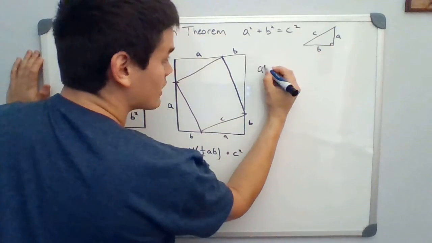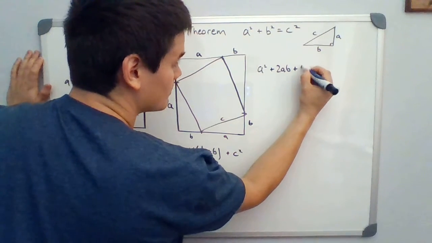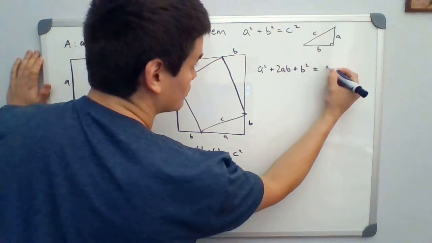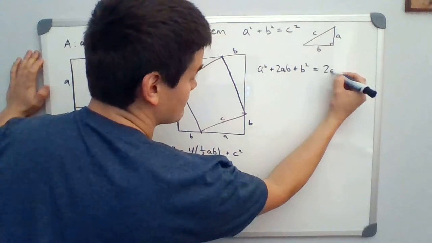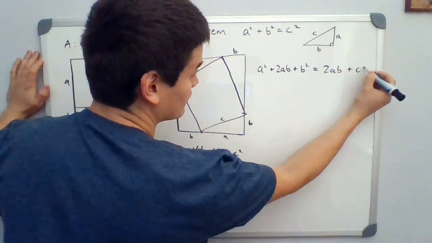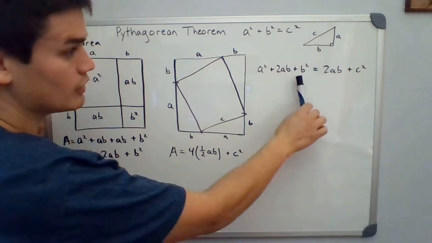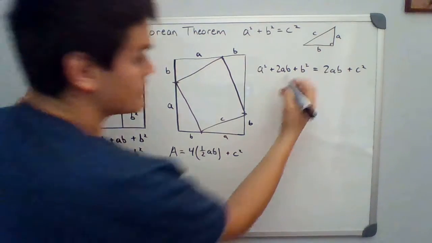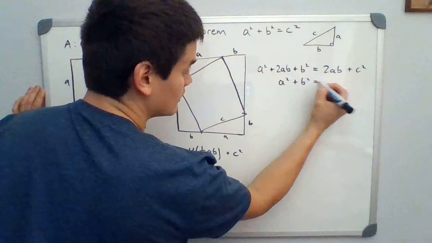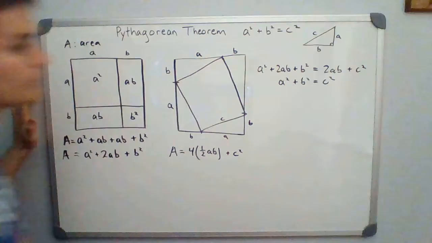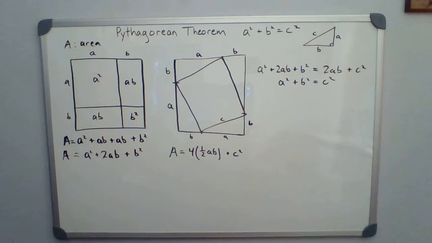So a squared plus 2ab plus b squared is equal to 4 times 1/2, which is 2, so 2ab plus c squared. All right. And from here, I can subtract out 2ab on each side, and I have a squared plus b squared is equal to c squared, which was the result we're looking for, the Pythagorean theorem.